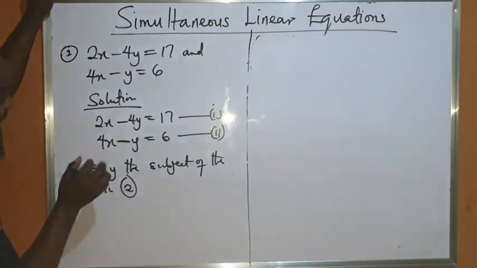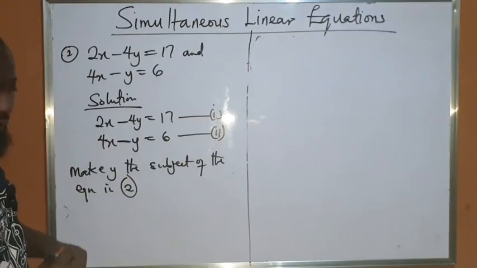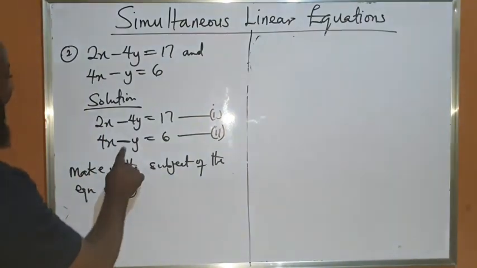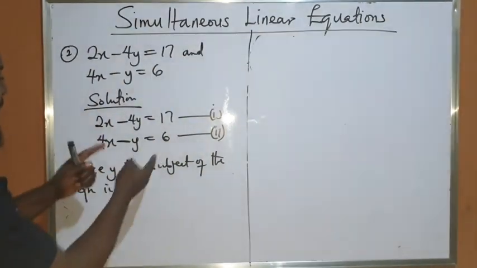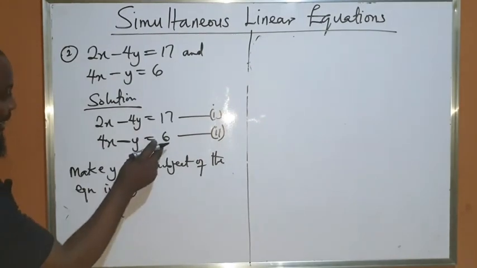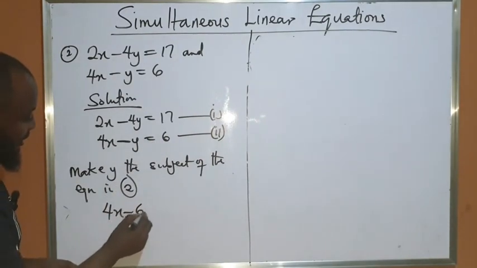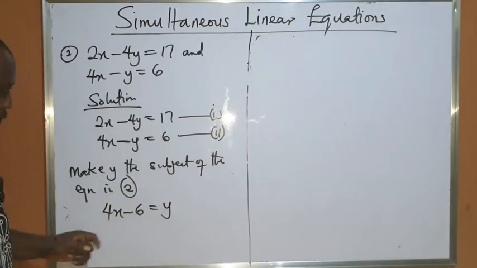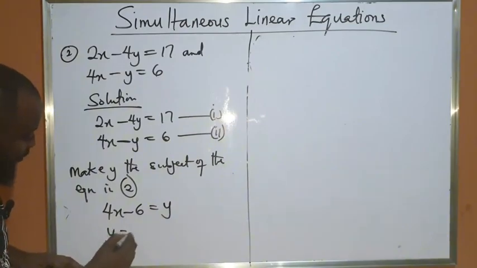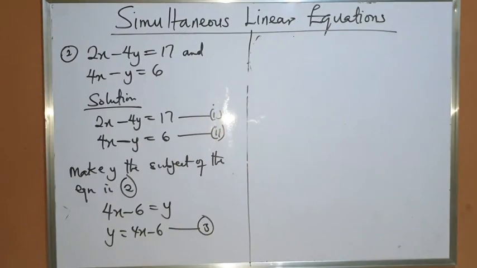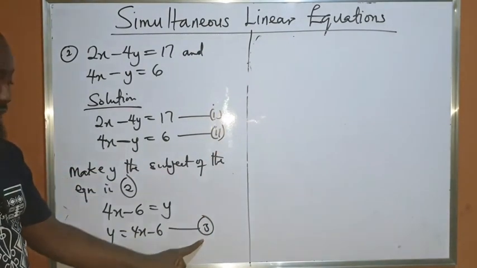But what we can see here is that this y is negative. So we want to make it positive, and we want it to stand alone. So we have to take this to the other side. It should be positive, then bring this to this place. So therefore we're going to have 4x, this plus 6 to become minus 6, equals to this minus y will go to the other side and become plus y. So therefore we can say that y equals 4x minus 6, equation 3. I hope this is very clear. So now we use equation 2 to get equation 3.